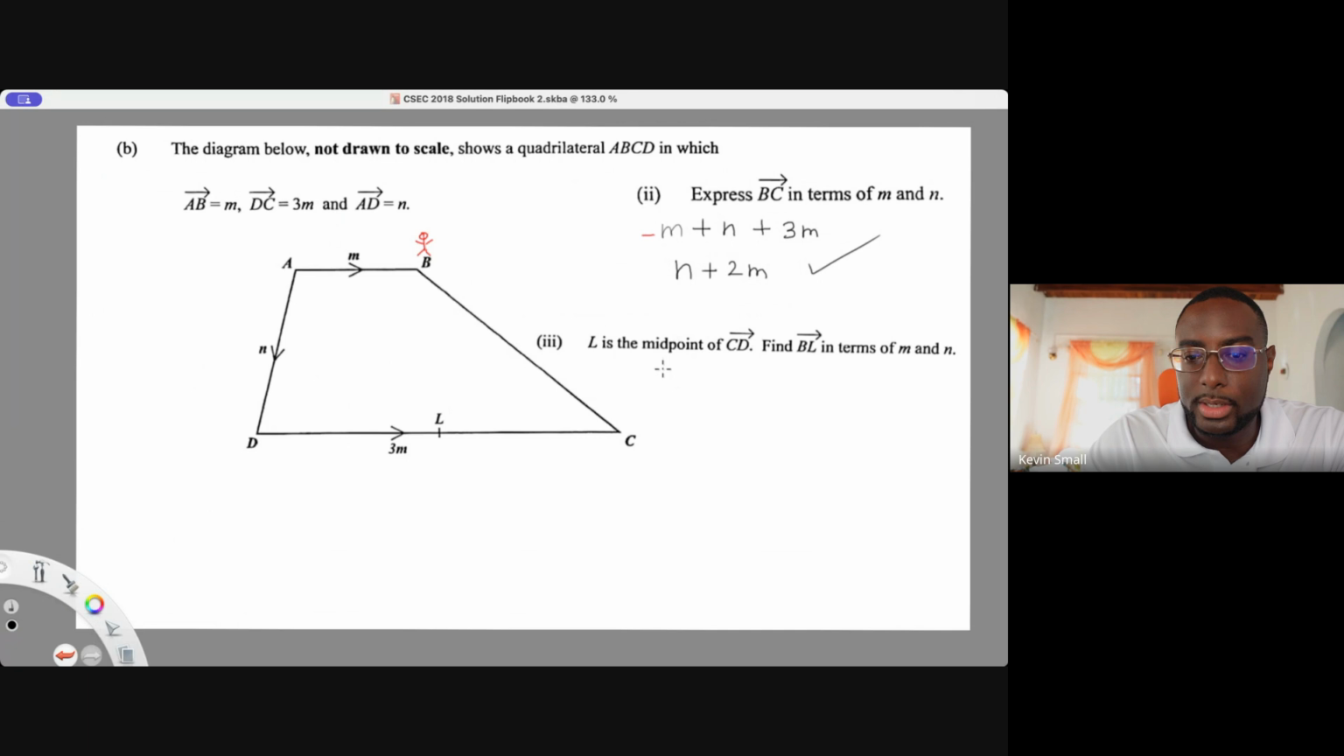All right, so now the last question on this test. L is the midpoint of CD. So L is this midpoint that I have here. This means half of CD or half of DC, whichever way you want to look at it. Find BL in terms of M and N. So I want to know who can do this for me. Maybe tell me verbally how you would do it. And you can possibly use a previous answer to help you.